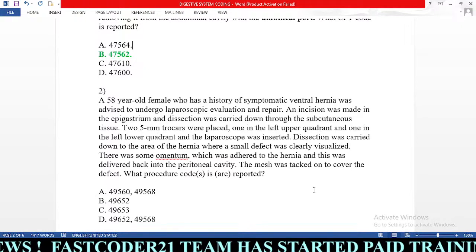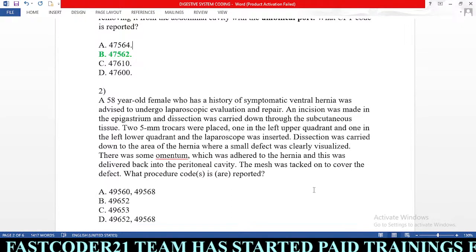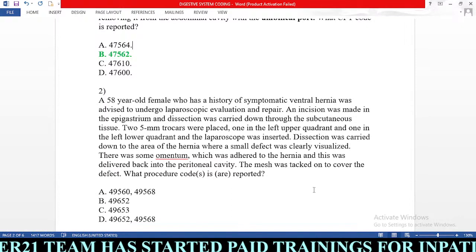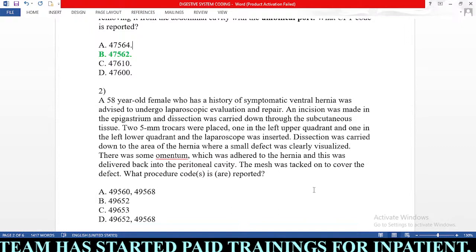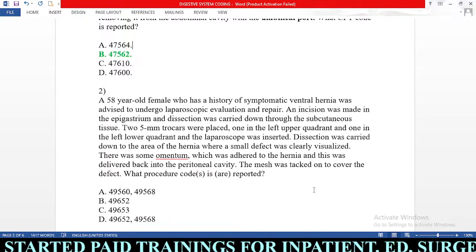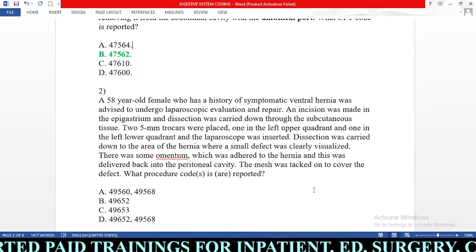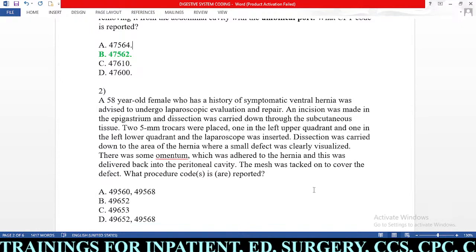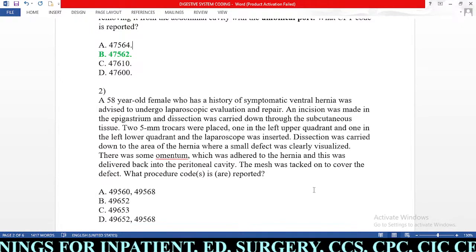Hernia coding is also one of the most common procedures in same day surgery coding. So today's session is very useful for the people who are planning to do ambulatory surgery coding. These are our common procedures.